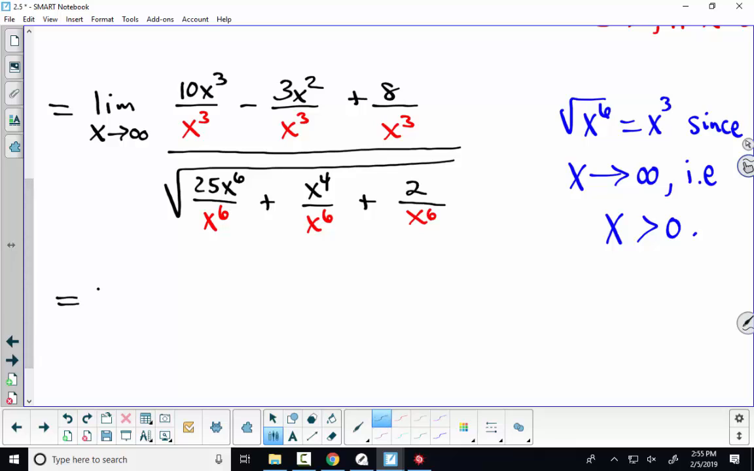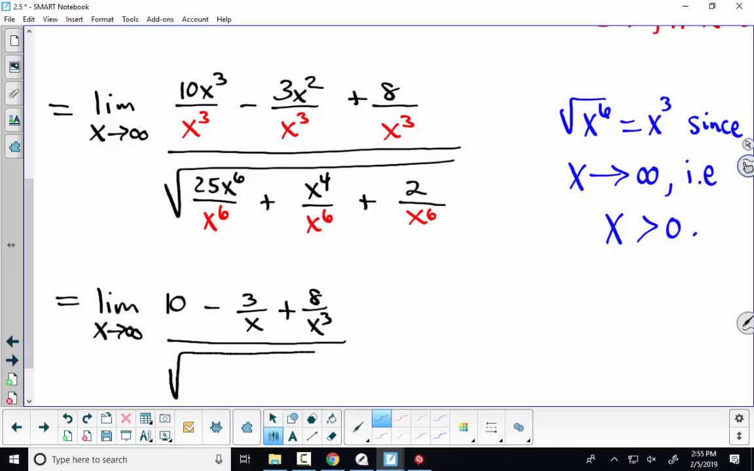Okay, so our simplification then, we've got the limit as x goes to infinity. First term simplifies to 10. This is minus 3 over x plus 8 over x cubed. And then we have the square root of all of this stuff on the bottom. That simplifies to 25. This is 1 over x squared. And the last term is 2 over x to the sixth.